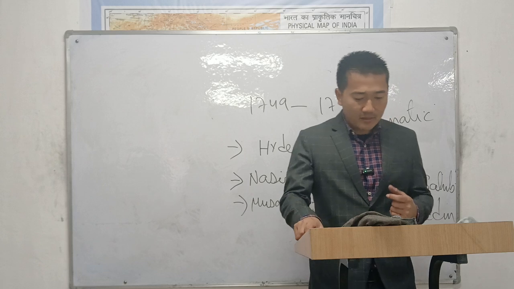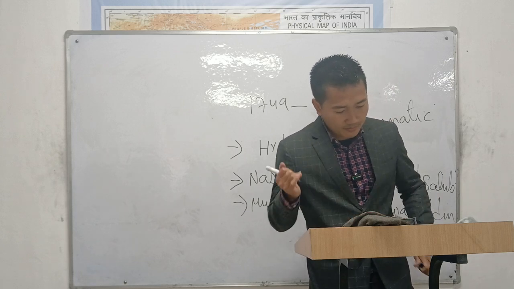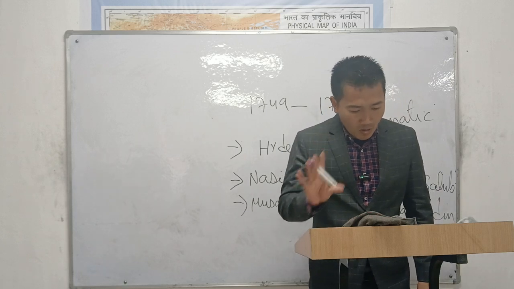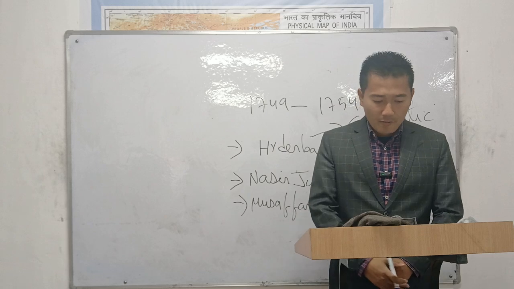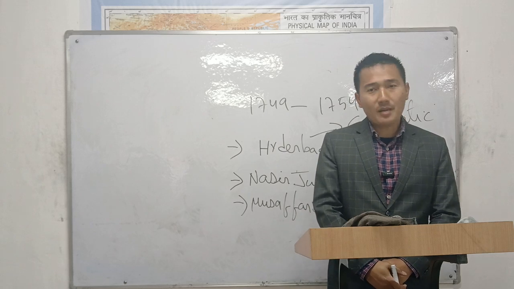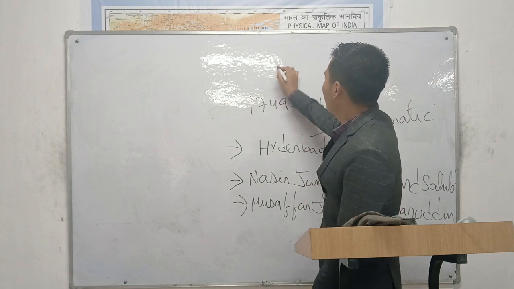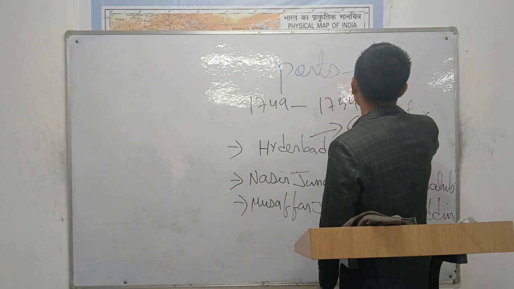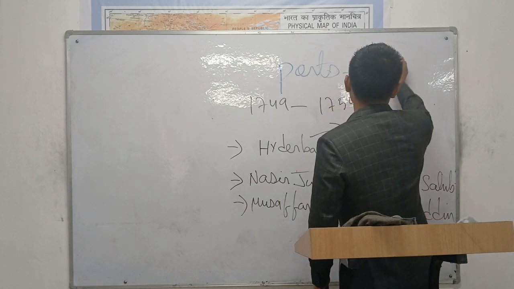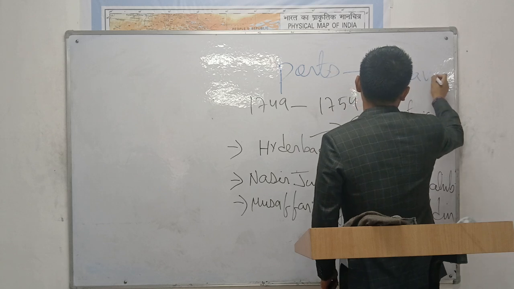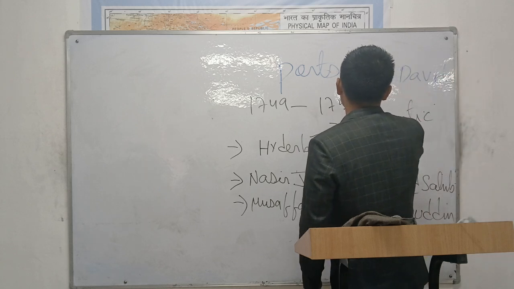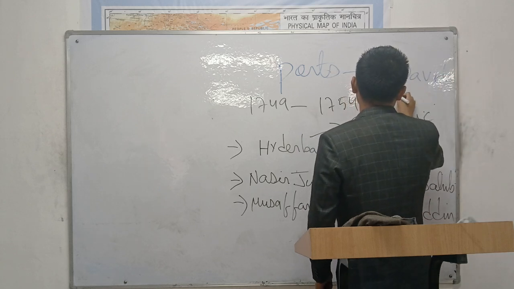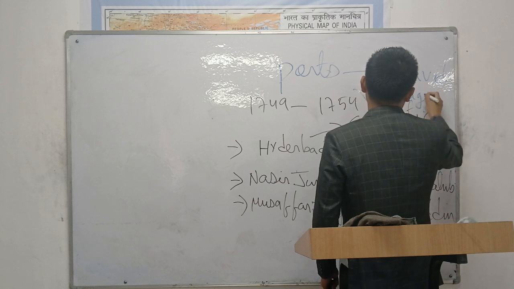The only reason the war occurred is this: the French captured some English ports. Some English ports: Saint David, the port name, and Vizianagaram.